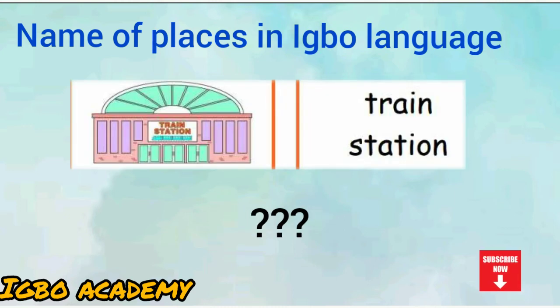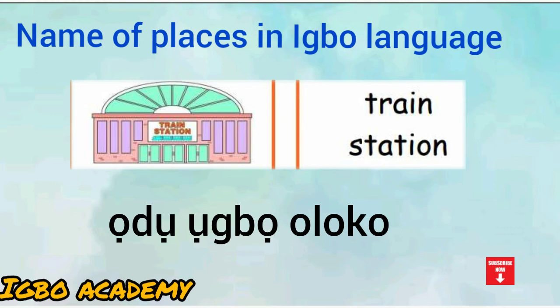Next, what do you call a train station in Igbo language? Yes. Ọdụ ụgbọ oloko. Okay, now let's continue.